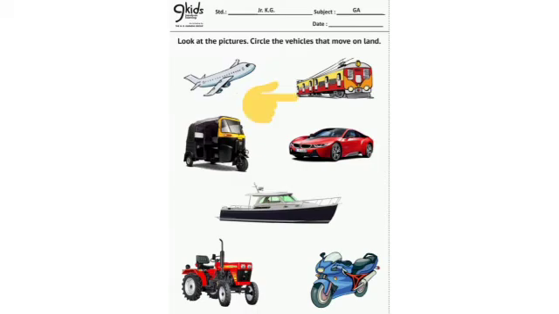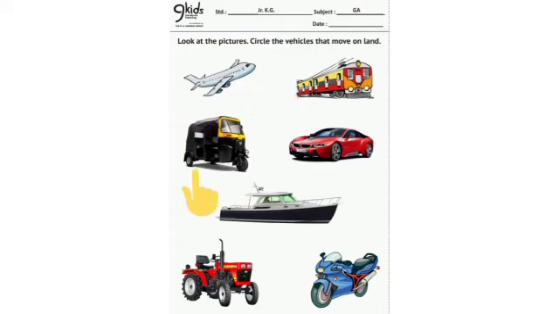Now which vehicle is this? This is a train. And where does the train move? Train moves on a track. And where are tracks made? Tracks are made on land. So it is a land vehicle. So we will circle it.